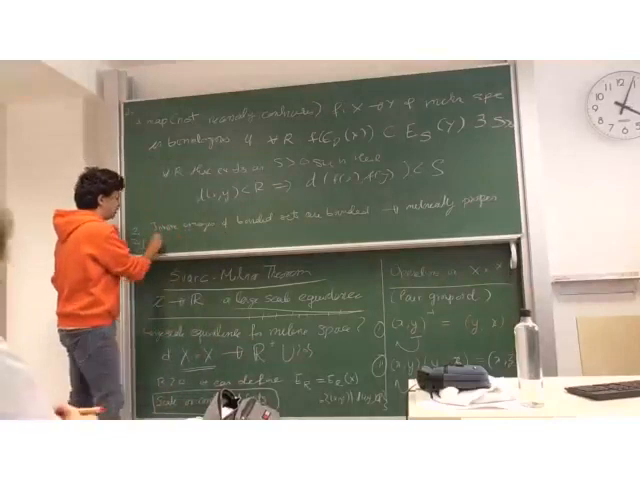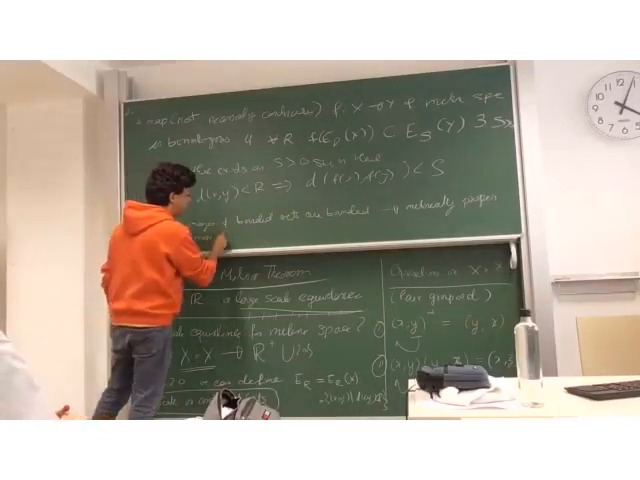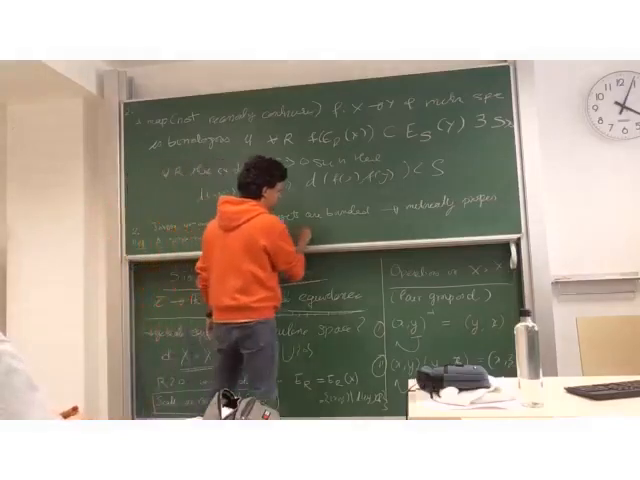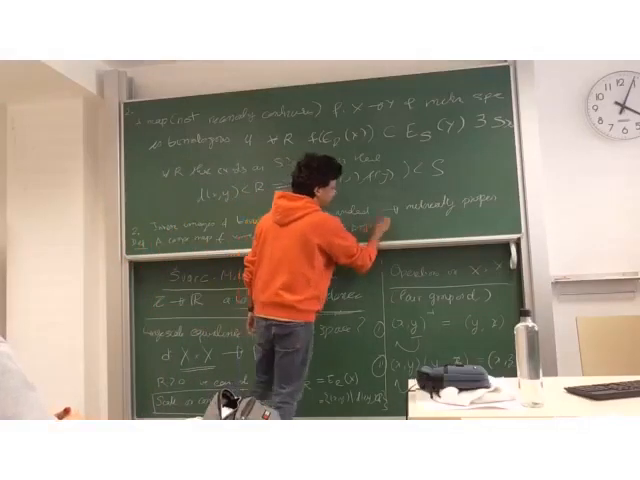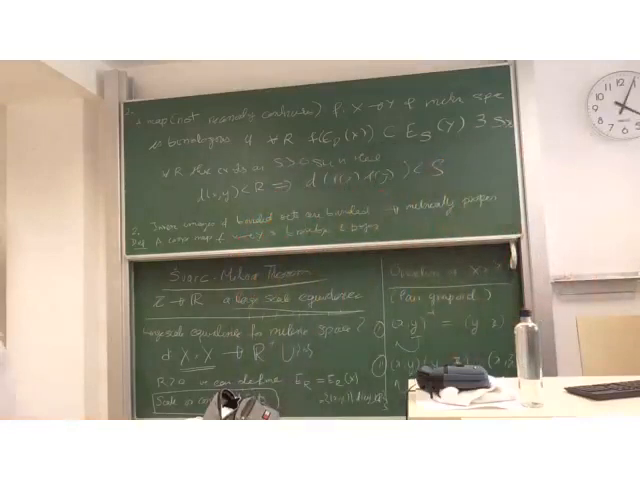a coarse map f from X to Y is bornologous and proper. So this is what it means to be a large scale or coarse map.